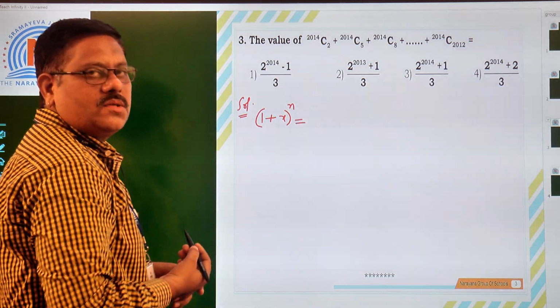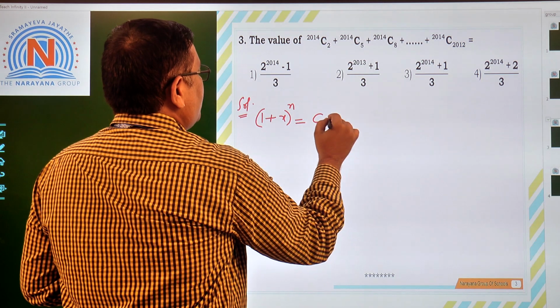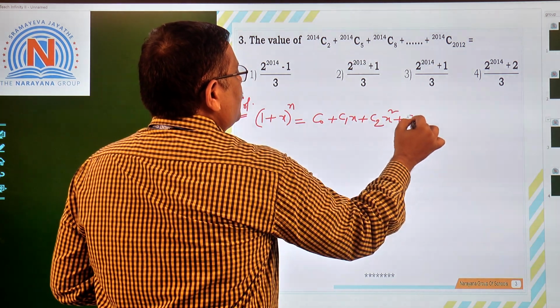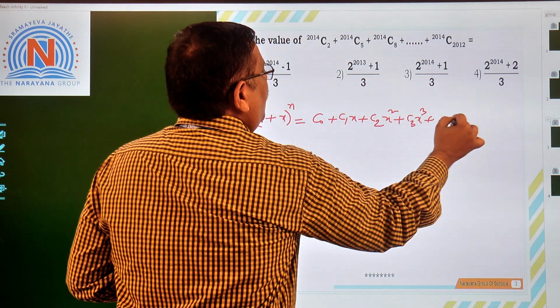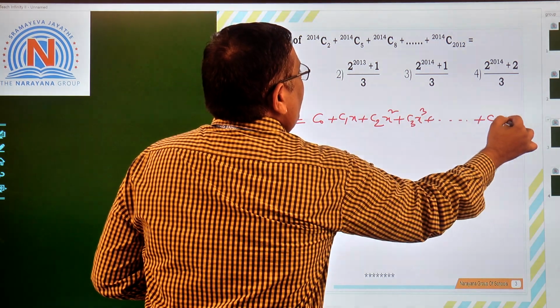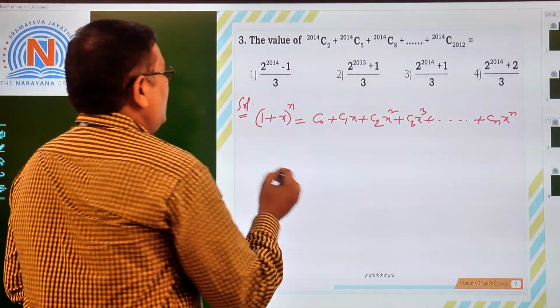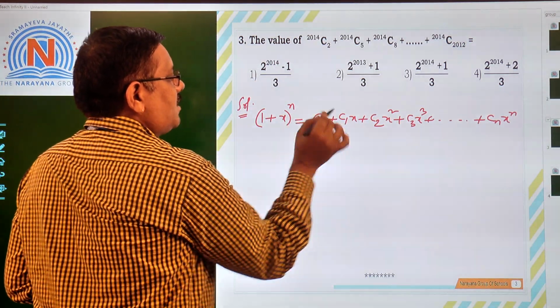We all know that 1 plus x whole power n is nothing but c0 plus c1x plus c2x square plus c3x cube plus so on plus cn x power n. Okay, this is a binomial expansion we have. Now, let us multiply both the sides of it with x.